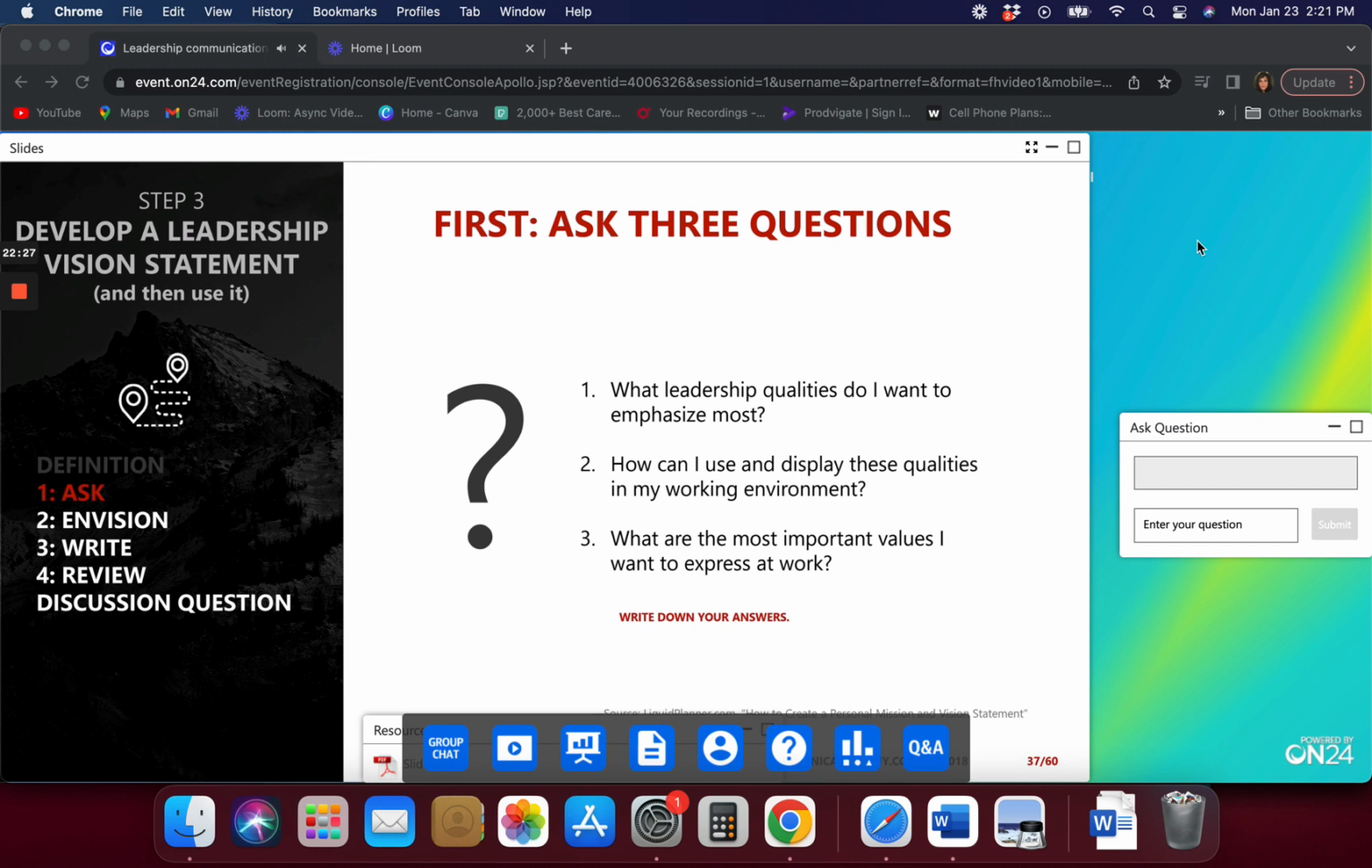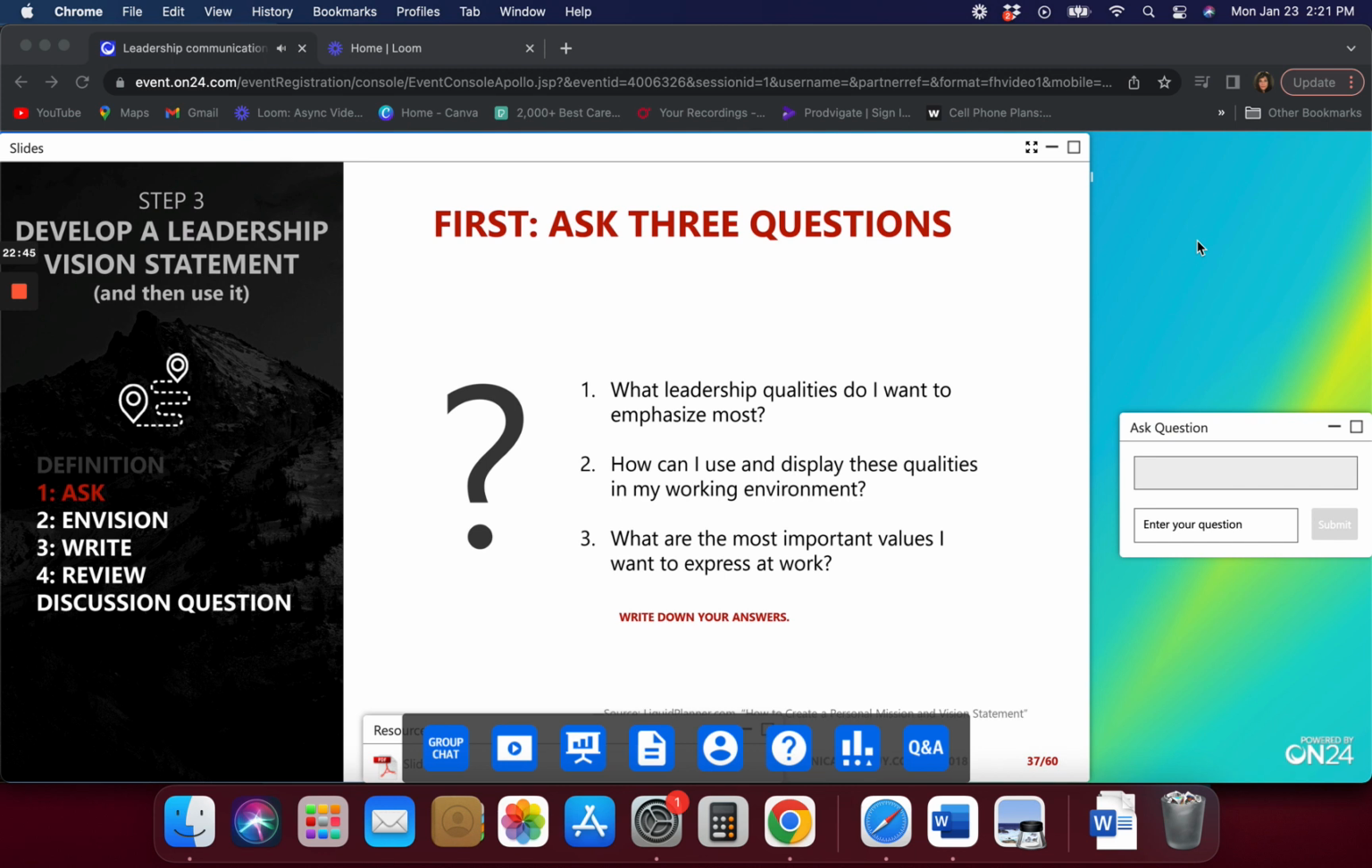So be thinking, okay, if I want to be an empathetic leader, what does that mean in practice? How do I actually employ empathy in the workplace? So be thinking about how you can actually exhibit that quality. Or if it's humility, what does that mean in practice? Make sure it's something that you can think through and actually perform.